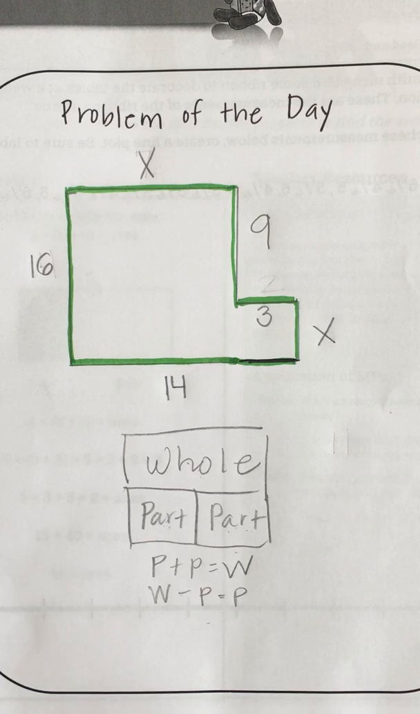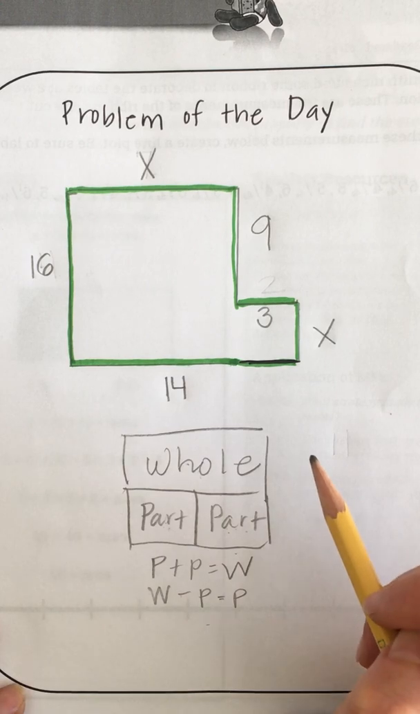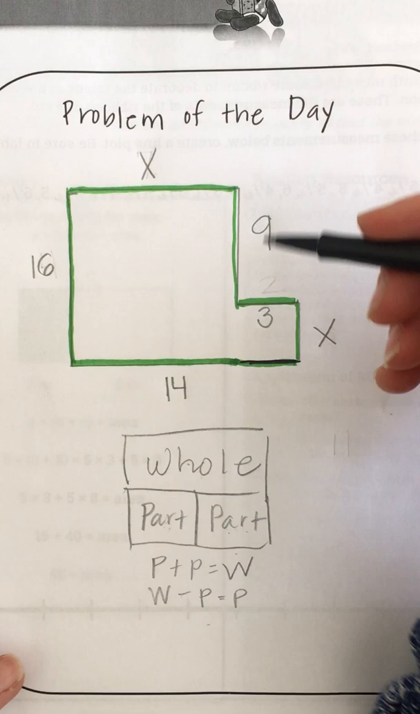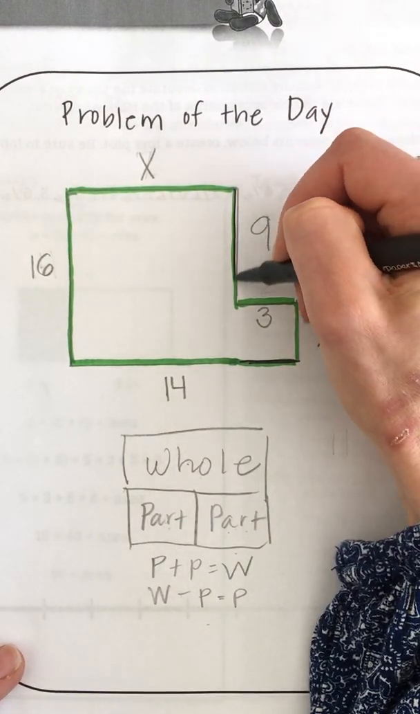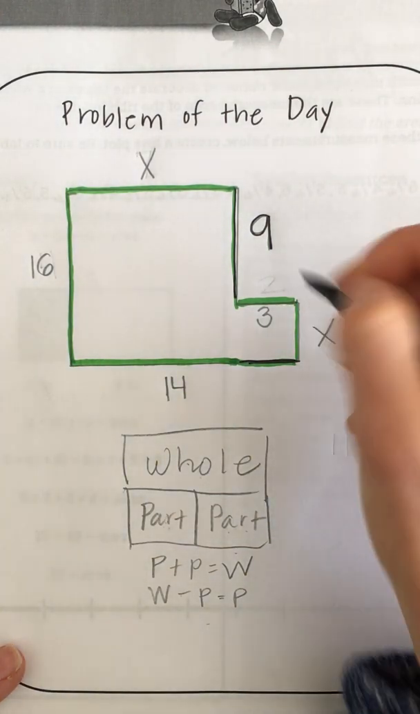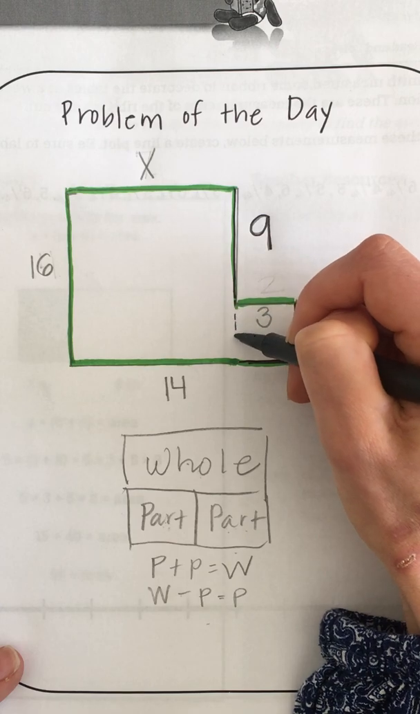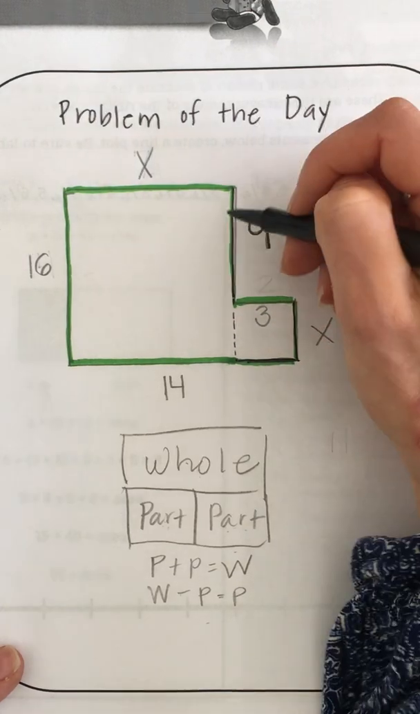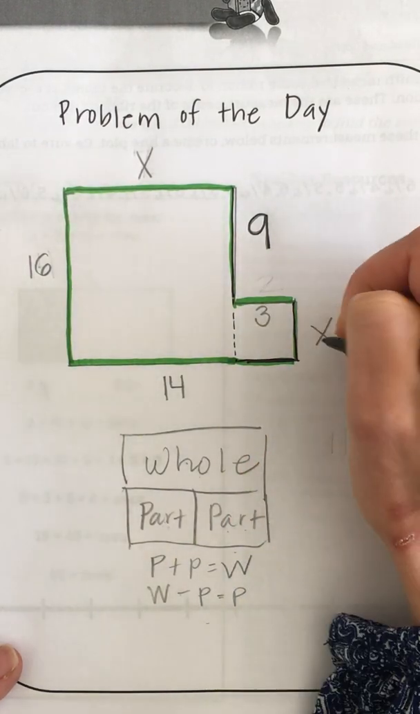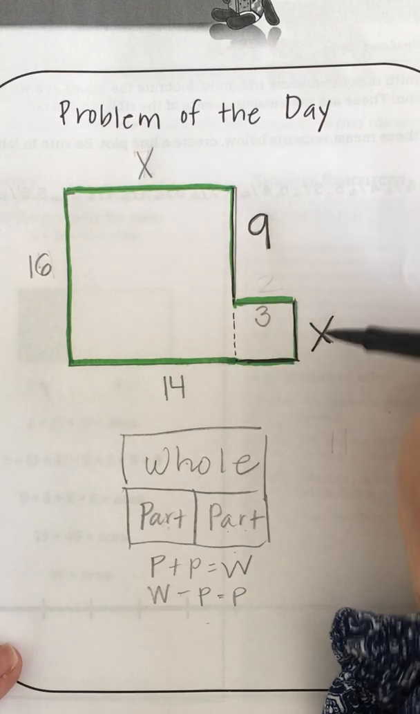So let's go ahead and start with this x right here. This is what we're solving for. So we have to figure out what we know here. So what do we know? Well, we know that this area right here is equal to 9, okay? And I am looking for this. So if I combine these two together, one part is 9, one part is something unknown, that will help us figure it out.